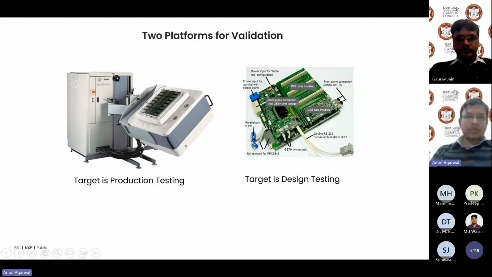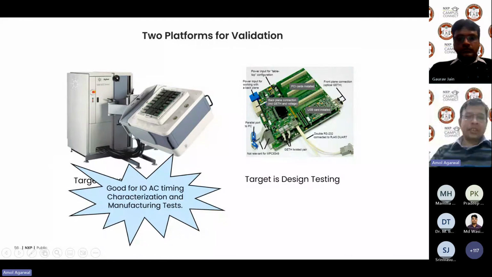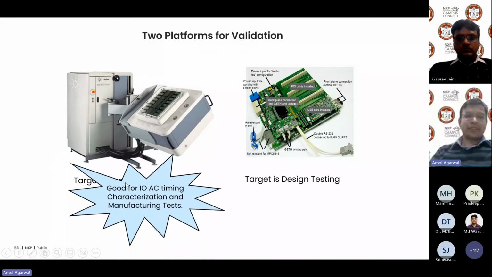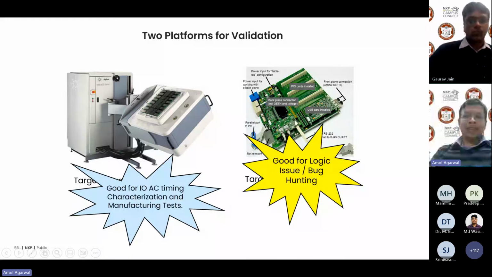Validation could be two types of things. One is production testing. Production testing is good for your IO, AC timing characterization, and manufacturing test. And second is design testing, whether you have met the required design intent or not. So this is good for finding whether it's a logic issue or bug or not. So two platforms of validation.